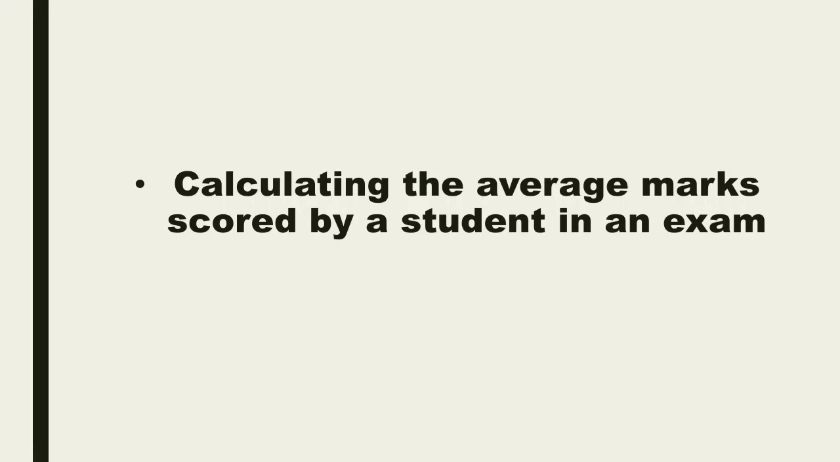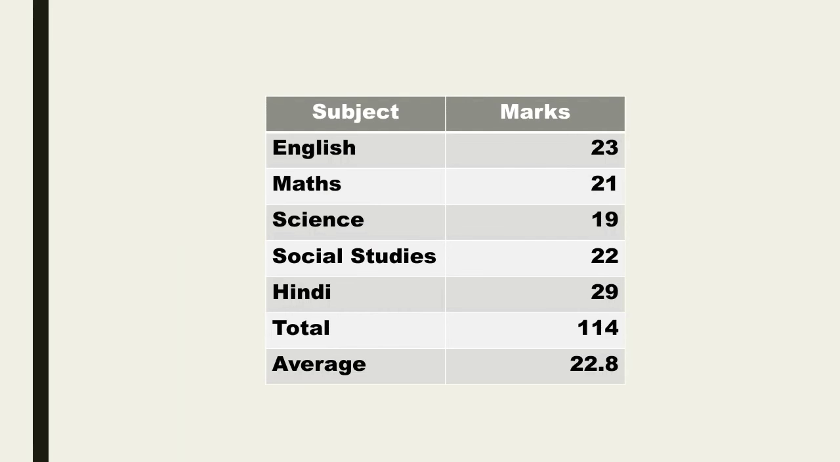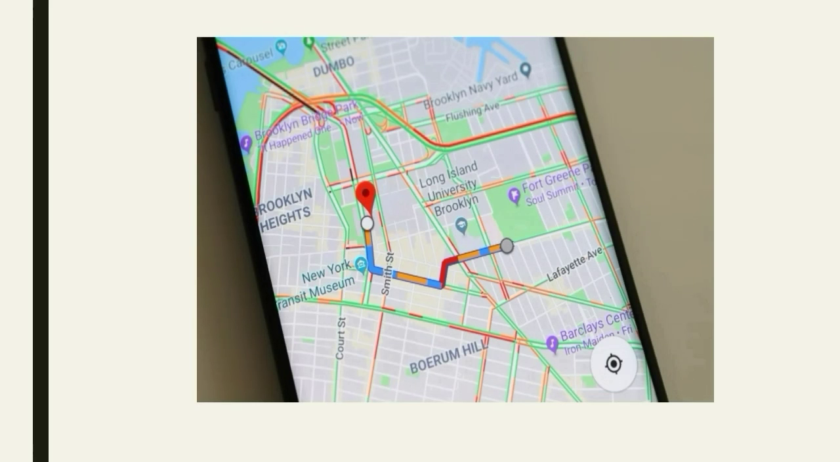Example 3. Calculating the average marks scored by a student in an exam. Read the marks scored in English. Read the marks scored in maths. Read the marks scored in science. Read the marks scored in social studies. Read the marks scored in Hindi. Total score is equal to English plus maths plus science plus social studies plus Hindi scores. Average score is equal to total score divided by 5. Display the average score.